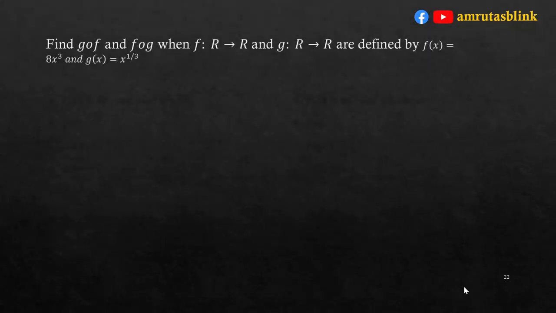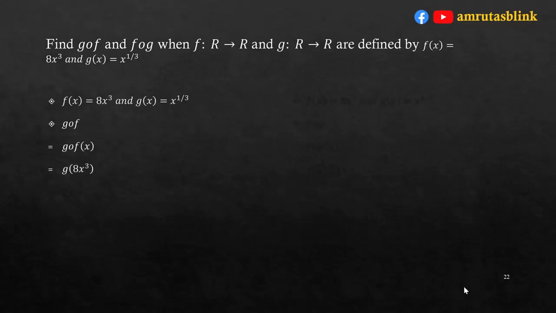Find g of f and f of g when f is defined on real numbers and g is defined on real numbers, such that f of x is equal to 8x cube and g of x is equal to x raised to 1 by 3. Now, f of x is equal to 8x cube and g of x is equal to x raised to 1 by 3. So, first of all, we will find out g of f, that is g of f of x.